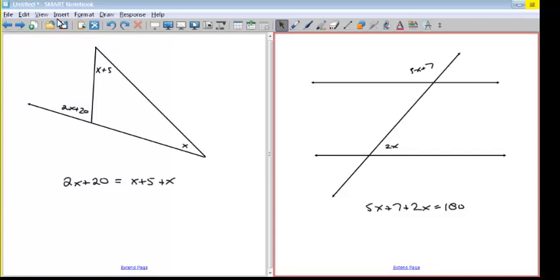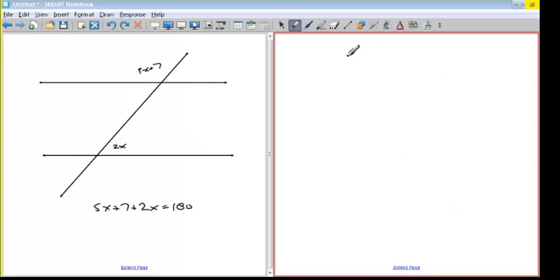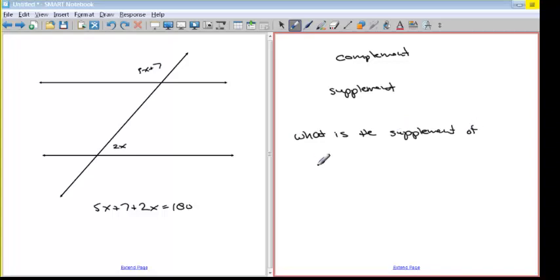I might also ask you to understand complement and supplement. So if I said, what is the supplement of 80 degrees, the answer would be 100 degrees. It's the angle which, when you add it to the original angle, adds up to 180. So angles that add up to 180 are supplements of each other.